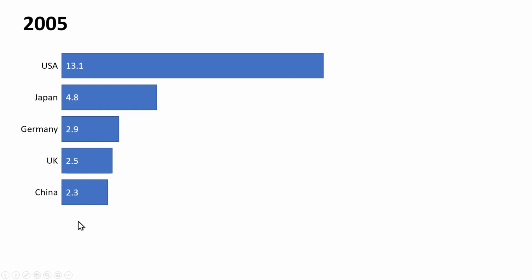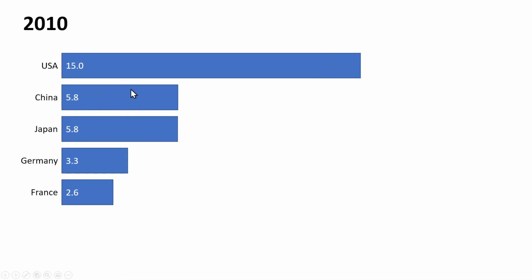5 years later, China moved in, displacing France, and the US surged ahead. In 2010, China moved up a couple of ranks to become the second largest economy, while the US went further ahead, clearly far ahead of any of the other economies, and UK dropped out of the top five.